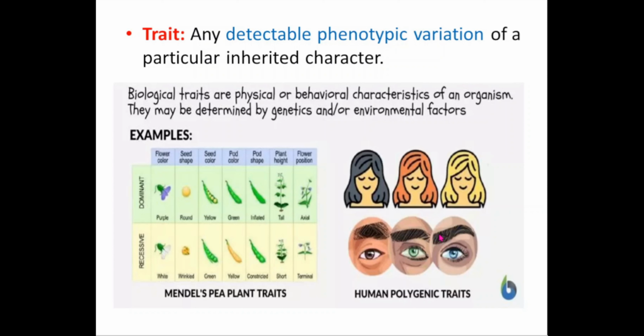Is your eyebrow this kind of shape or this one or this one? So these are inheritable things. So this we call traits. You can name a lot of traits for different organisms and human beings.